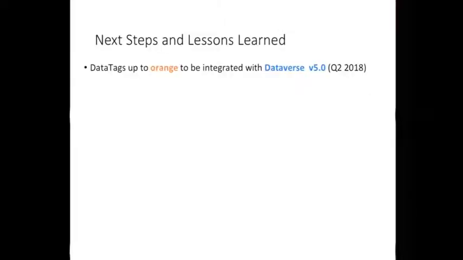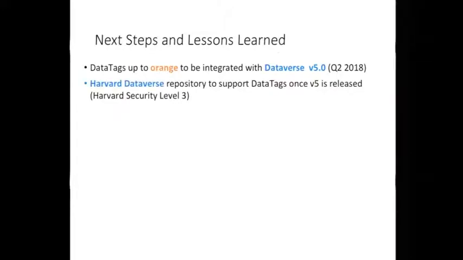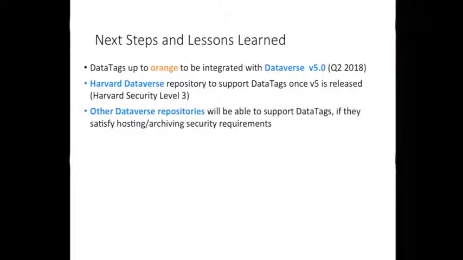So what are our next steps? Well, we're implementing, I'm running out of time, so I'll go through that quickly. We're implementing this data tags integration with 5.0 of Dataverse. When this is released, the Harvard Dataverse repository will support sensitive data up to level 3 or data tags up to orange. Other repositories that use Dataverse will be able to use the Dataverse software and support the data tags as long as they have the security requirements set up in the hosting environment.